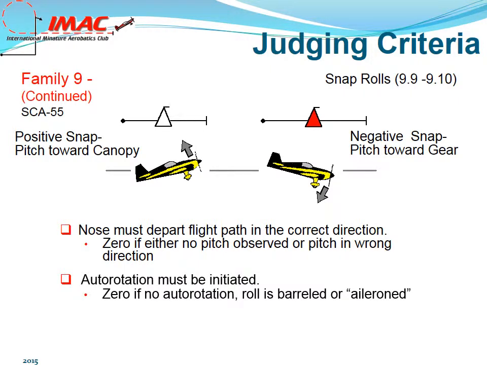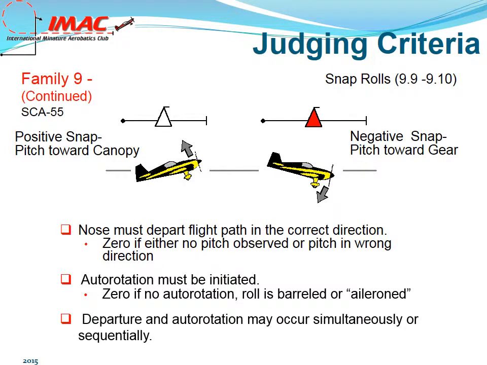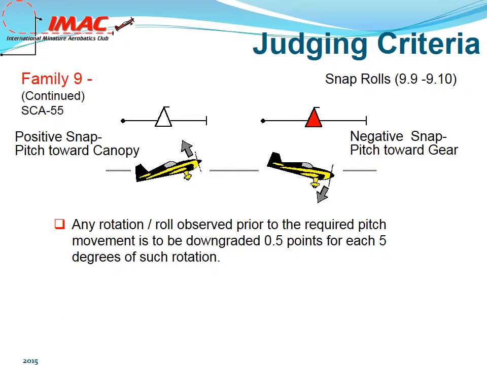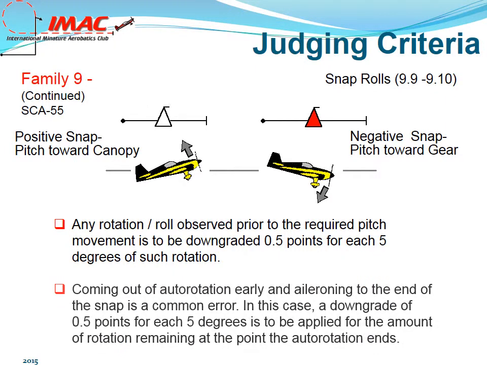Autorotation must be initiated, 0 if no autorotation. Roll is barreled or aileroned. Departure and autorotation may occur simultaneously or sequentially. Any rotation or roll observed prior to the required pitch movement is to be downgraded at a half a point for each 5 degrees of such rotation.